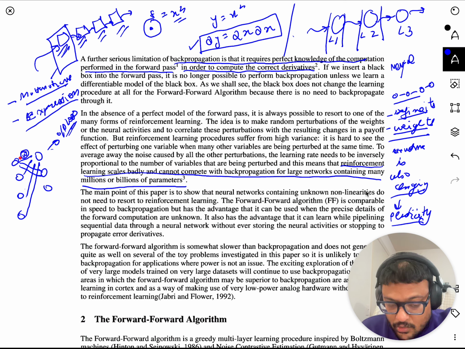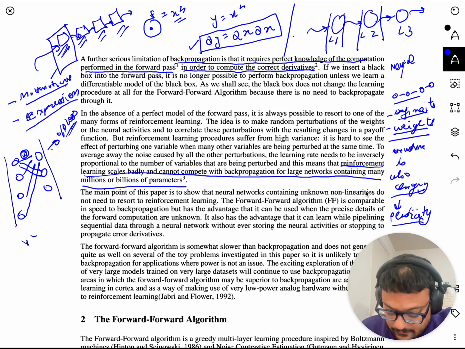So you want to know how to change the weight on each connection in order for learning to work well. Now let's say that you have four neurons here and three neurons here. So you have 12 connections, so you have 12 weights.